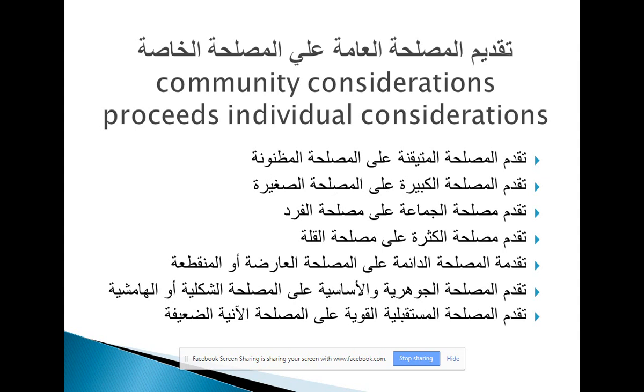So the best thing is to do what? Not get it, because of the bigger benefit. As an example, تقديم المصلحة الكثيرة على المصلحة القليلة. We mentioned that one.